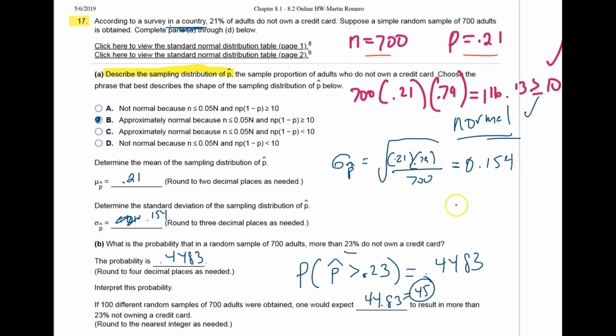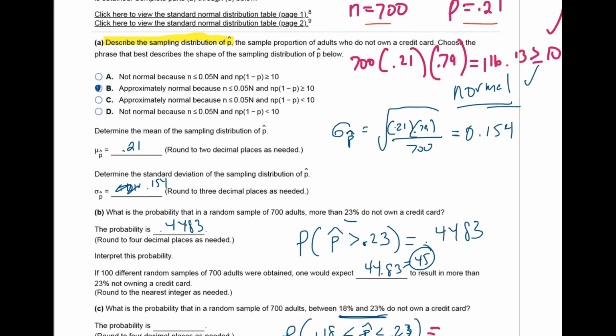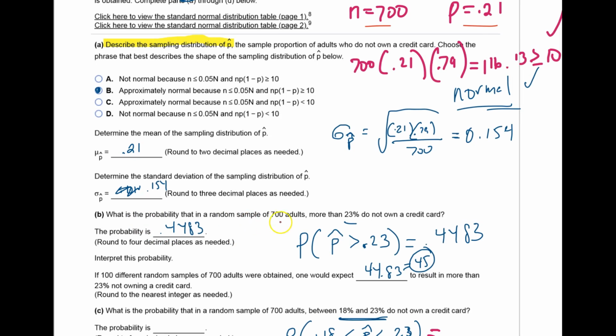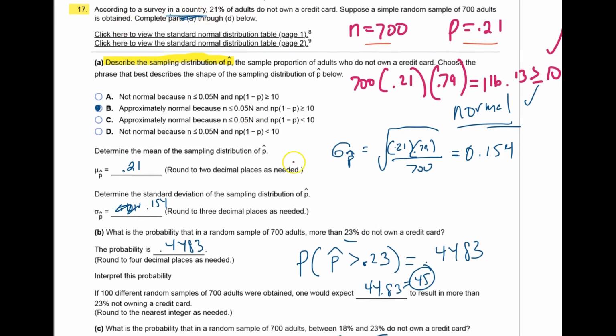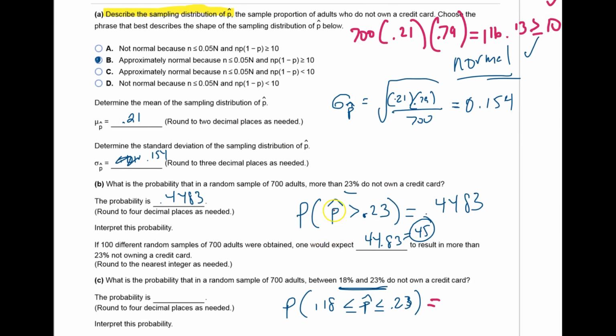And then this adjusted standard deviation, 0.21 times 0.79 divided by 700, square root of that, you get 0.154, 3 decimal places there. And so now with that given information, we're able to calculate the probabilities. So what is the probability that in a simple random sample of 700 adults, more than 23% do not own a credit card? Remember, this is coming from a population of 21%. And so what's the probability that the proportion is greater than 0.23?